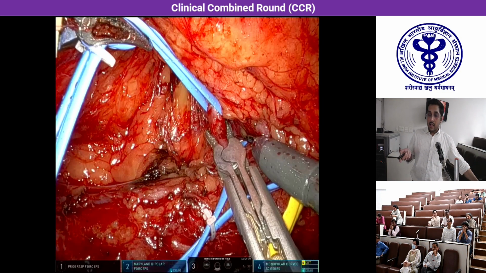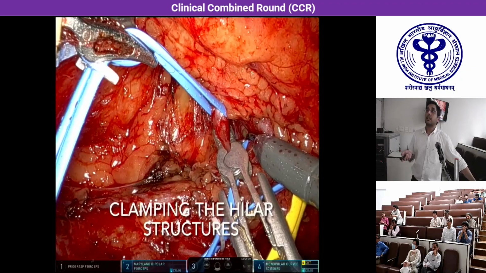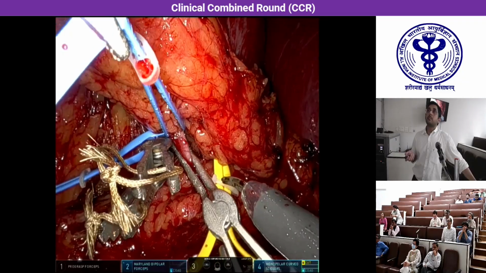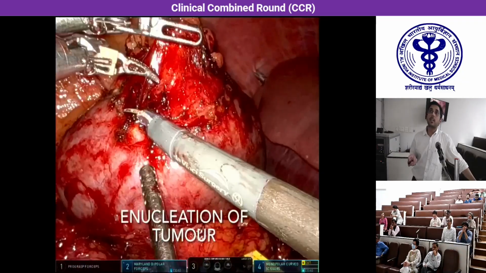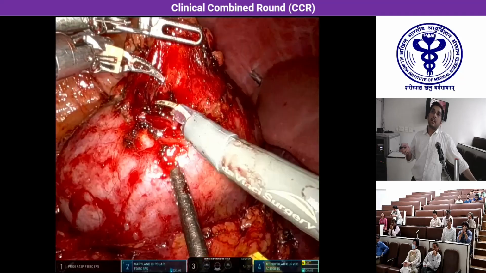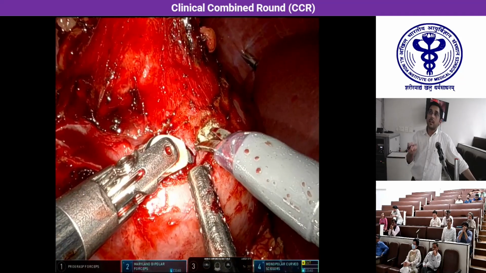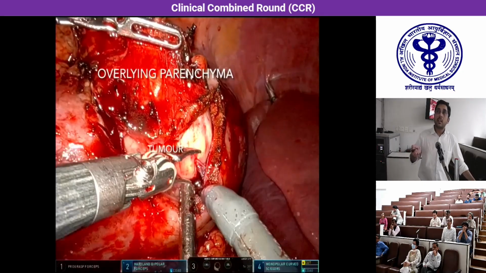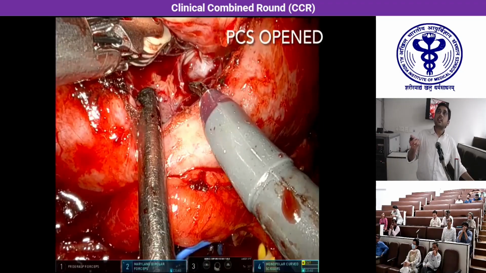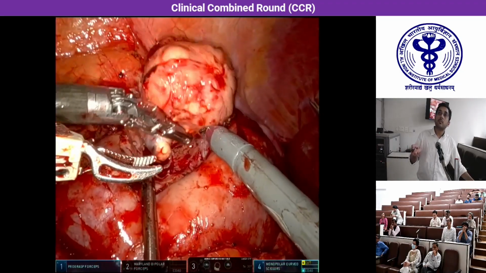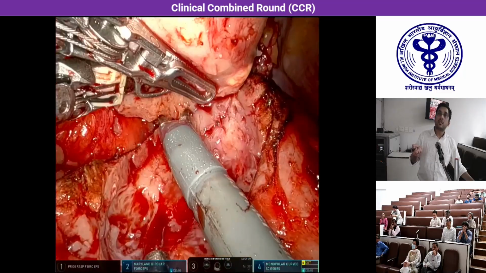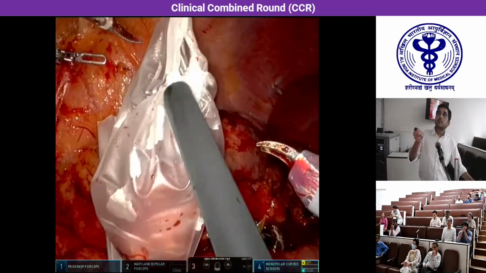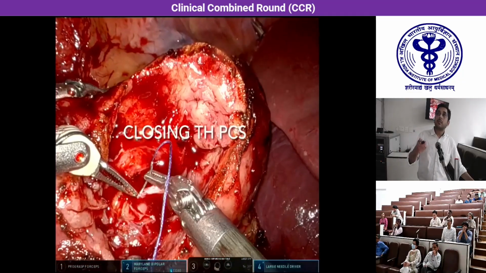So after the clamping of the hilar structures, again just a very short video, clamping of the renal structures, we used the intraoperative ultrasound to mark exactly how deep the tumor is going, and then we start with the incision and the enucleation part. While enucleating, we realized that the tumor was probably very close to a pelvicalyceal system, so it was opened. So we had to repair that pelvicalyceal system. You see the tumor is completely, perfectly removed.